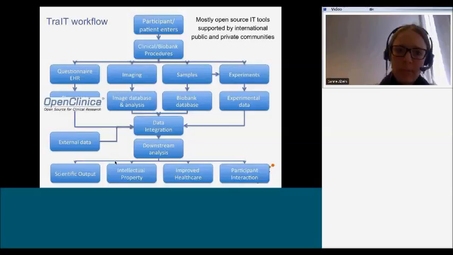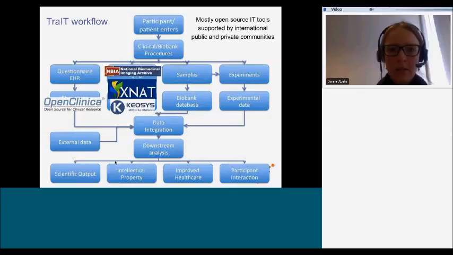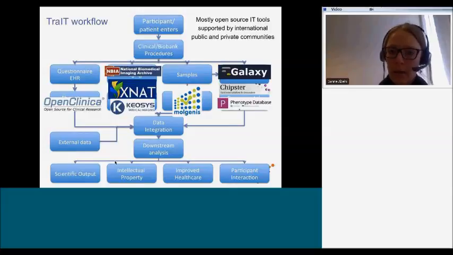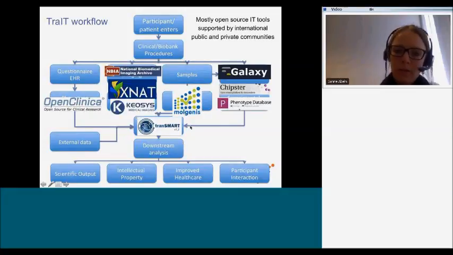For example, we've used OpenClinica, which is very popular now in the Netherlands. It's been taken up really rapidly since TraIT made it well available. XNAT, and these are imaging archives. Then we have Molgenis for the sample catalog, and for the molecular data domain, we have Galaxy, Chipster, and the phenotype database. Today I will be mostly talking about Galaxy, and then for the integration, Transmart.